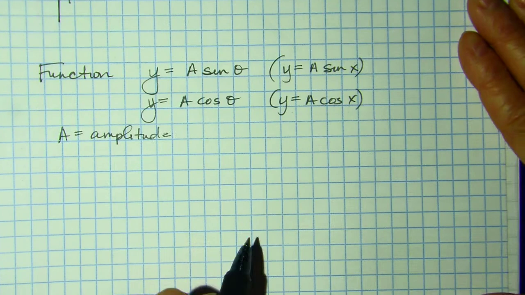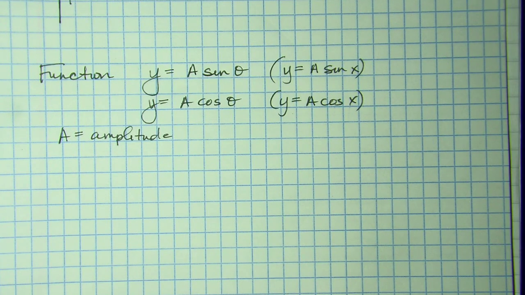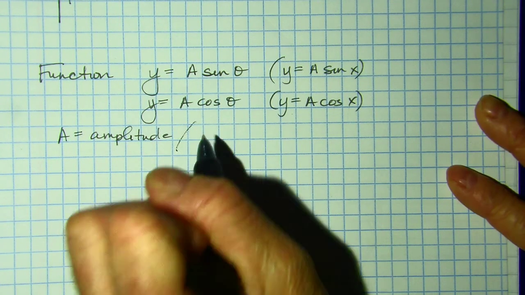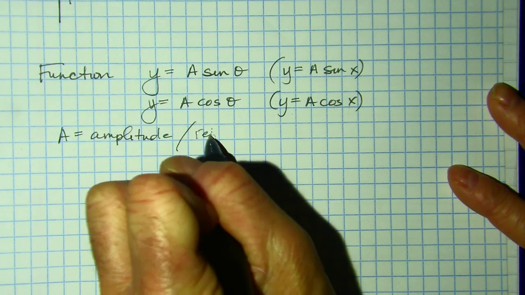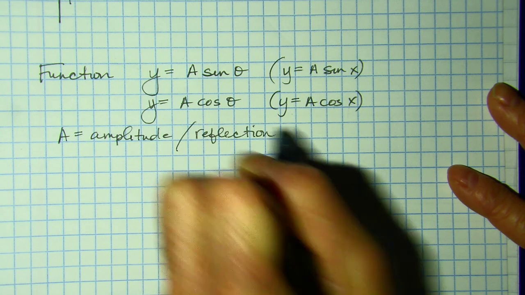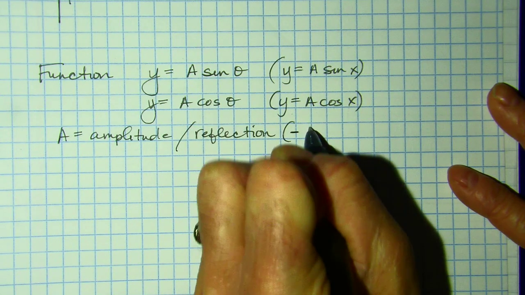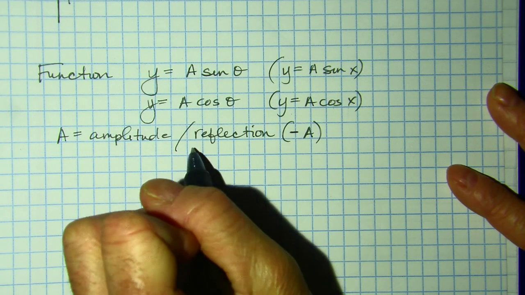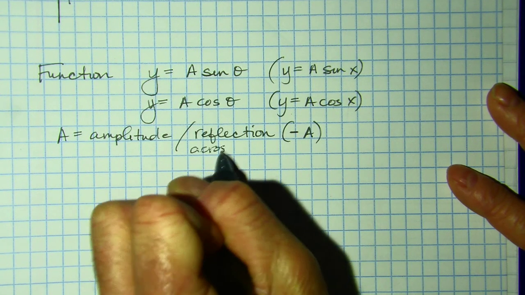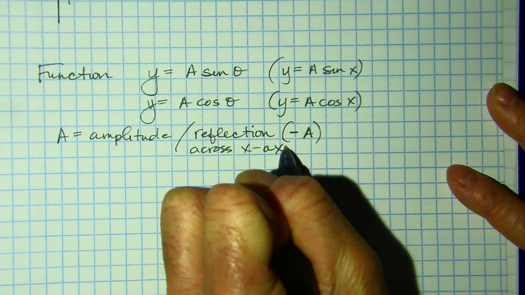Okay? And that'll tell you either if there's nothing there, then it's a 1, or they will label it. If it is, it also will represent if there is a reflection. In that case, A is a negative A. And when I say reflection, I mean across the x-axis.